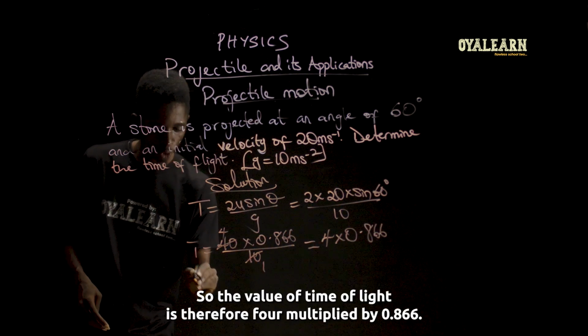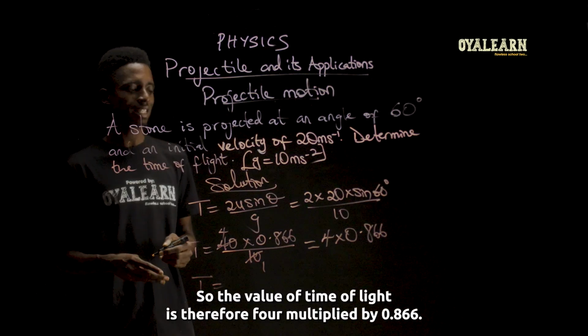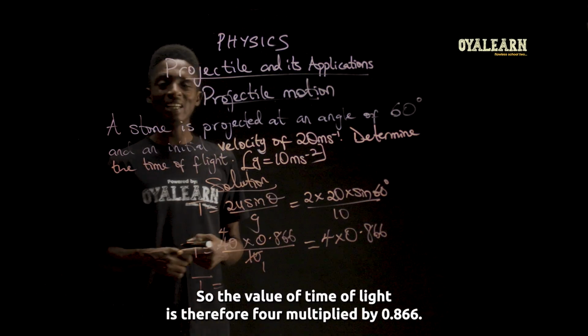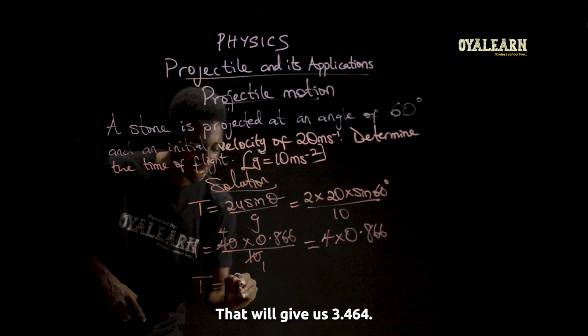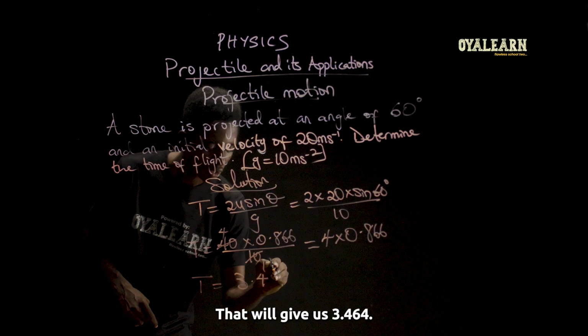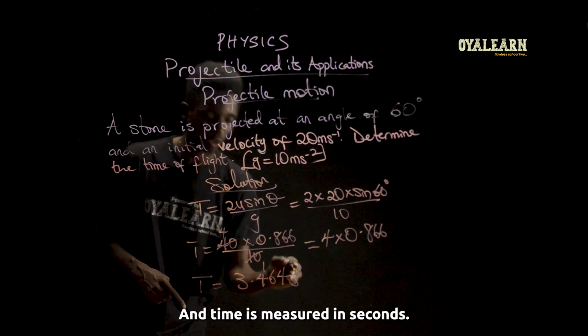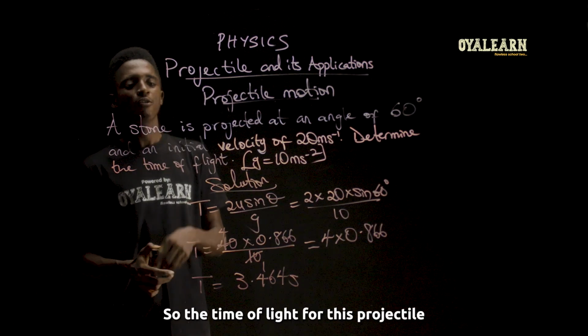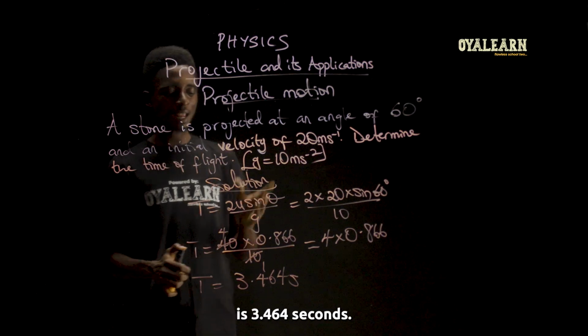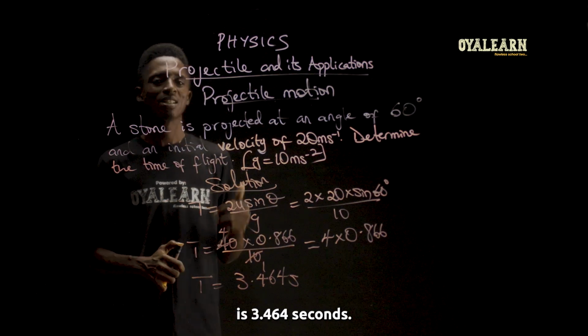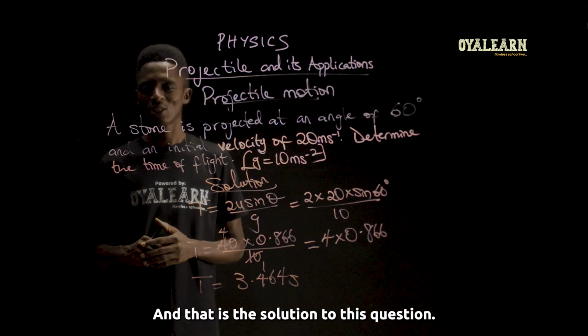0.866. So the value of time of flight is therefore 4 multiplied by 0.866. That will give us 3.464. And time is measured in seconds. So the time of flight for this projectile is 3.464 seconds. And that's the solution to this question.